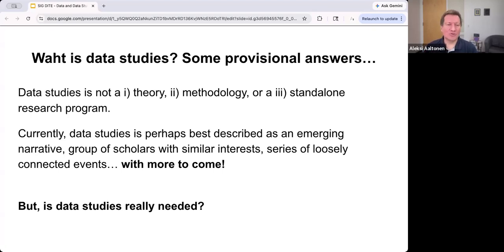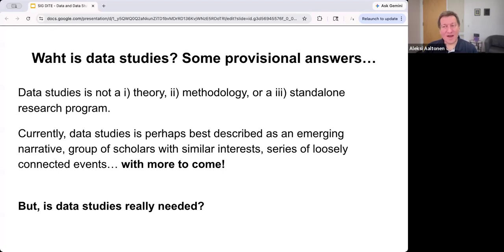So what is it? If you want me to describe data studies somehow, I would say that it's perhaps best described as an emerging narrative around the study of data, a group of scholars with similar interests, a series of loosely connected events, and more to come. TC already mentioned the SIG Data that we have submitted a proposal for under AIS. So we hopefully will have by the end of the year a special interest group that will be working with many other interest groups. For instance, SIG-DITE has been a major inspiration for how things should be done and can be done.